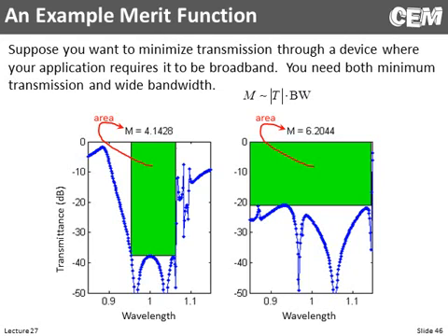So in the end, here's some real data that came out of some of our optimizations. Here we're plotting transmittance. So if we want something that's very reflective, we want the transmittance to be very low. So we're looking at it on a dB scale. And so we fit a rectangle, we calculate the area of this, and it ends up being 4.1428. Here's another design, which in fact has a bigger rectangle now with a merit function of 6.2044. So it would find this design as being better than this design.